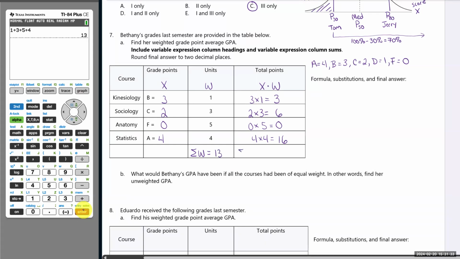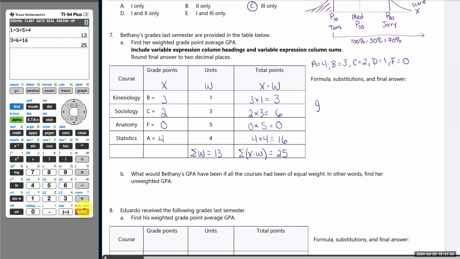And then I'm going to add, so capital sigma, I'm going to add what I got for each X times W value. So by adding these, I'll know how many total points she earned this particular semester. And that looks like 25 points.